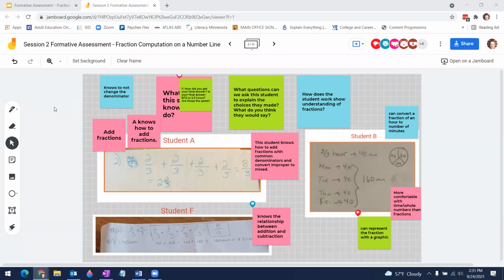So student A, I see a lot of different things that the student knows. They know how to add fractions. We feel pretty confident that they can add fractions with a common denominator. We can also see that the student knows how to convert an improper fraction to a mixed number. So student A is coming in with lots of procedural knowledge around fractions, but we still have lots of questions that we would ask. Student B, we're seeing that they're more comfortable with time and whole numbers than they are with fractions, so they have a workaround. Does anybody else want to say something that they can see about what student B knows?